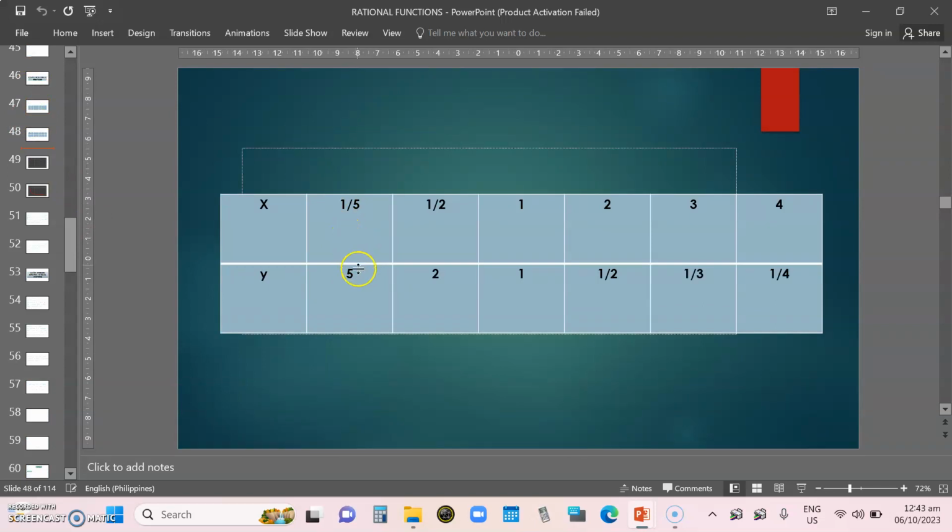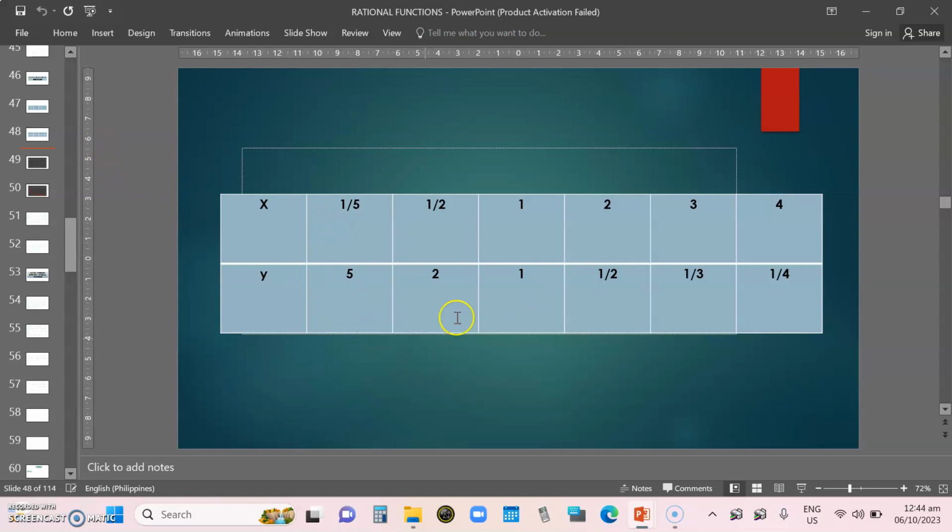If your x is 1/5, y is 5. If your x is 1/2, y is 2. If your x is 1, y is 1. If your x is 2, your y is 1/2, and so on and so forth. So this is already the complete table of values of the given function. Again, if you have a question or clarification on how we completed this table, please don't be hesitant to ask questions or post them in our GC.